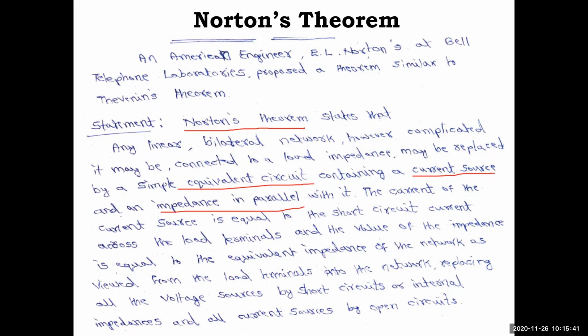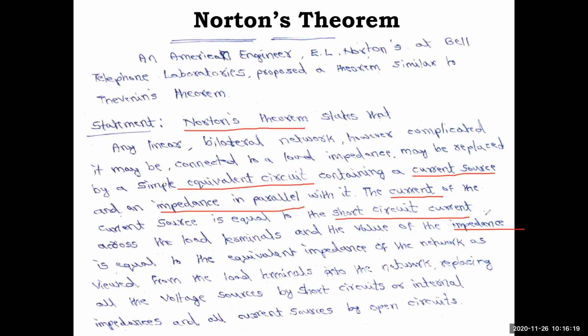So how do we find the current here? The current of the current source is equal to the short circuit current across the load terminals. Previously, the voltage of the voltage source was equal to the open circuit voltage across the load terminals; like that we used to define. Now we are mentioning current, and wherever open circuit was there we will use short circuit current. And the value of the impedance is almost similar to Thevenin's, which is equal to the equivalent impedance of the network as viewed from the load terminals into the network, replacing all the voltage sources by short circuits or internal impedances and all current sources by open circuit.